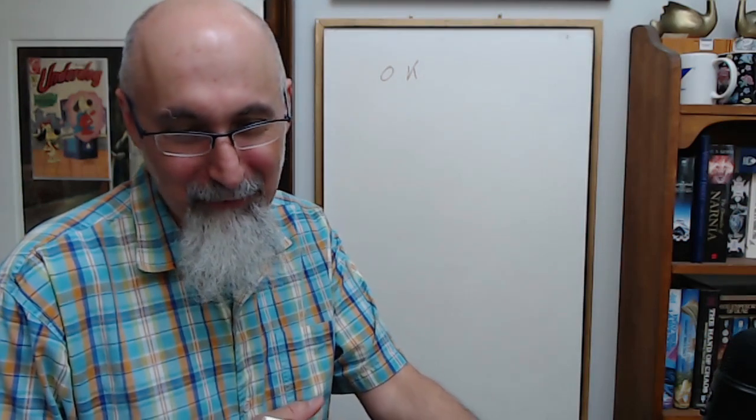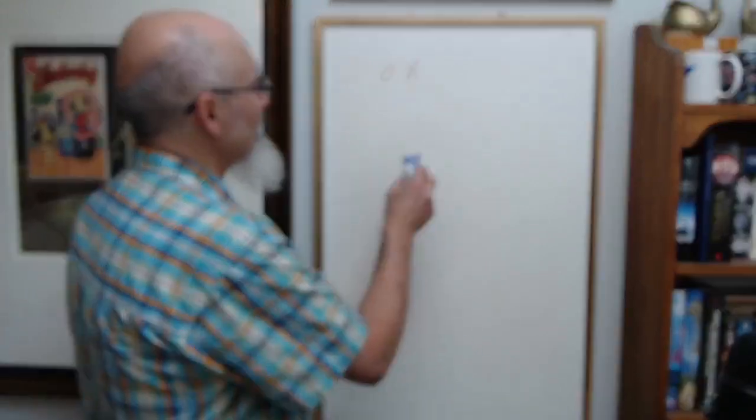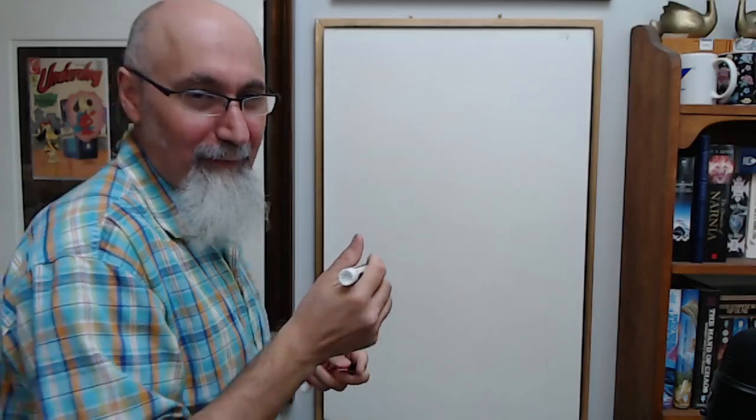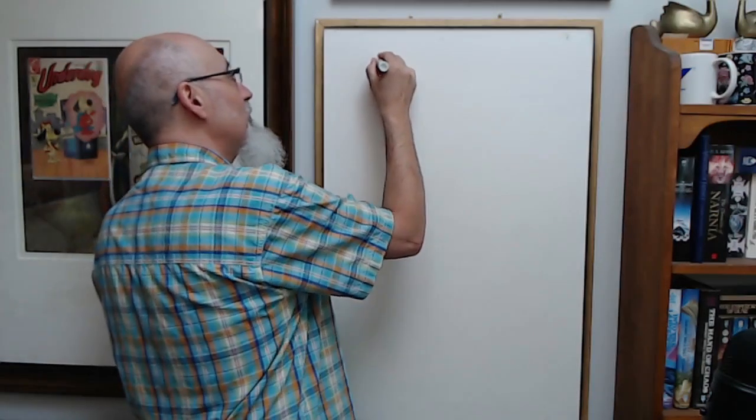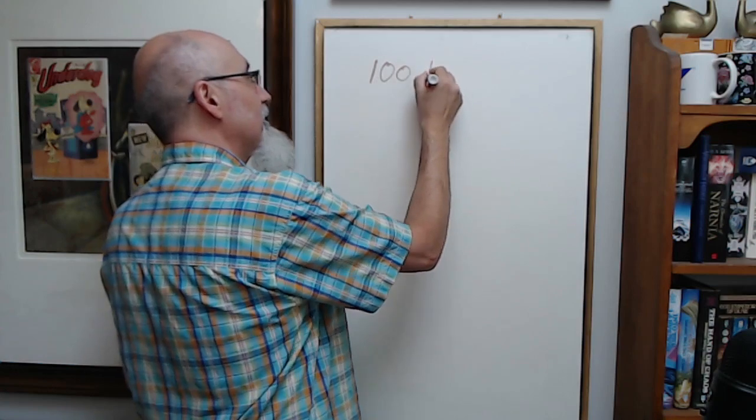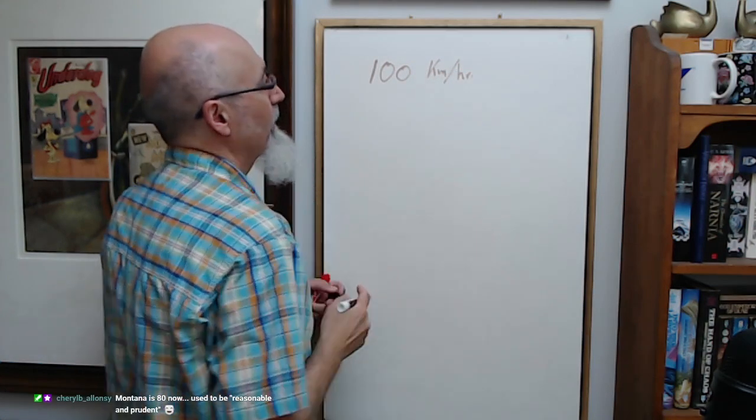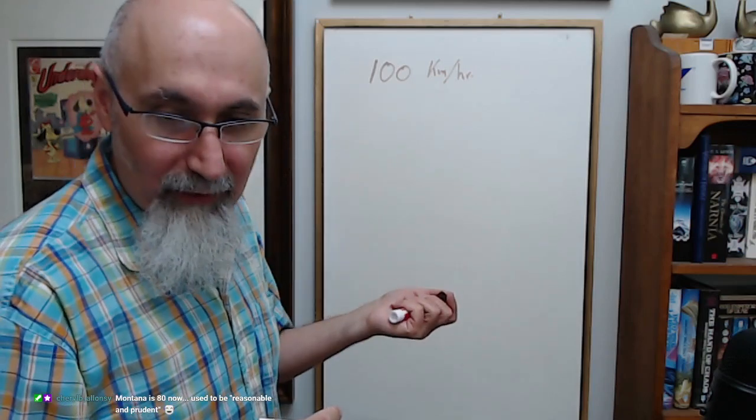Let's do vectors first, and then we do that one, right? So take a look at this thing. Let's do simple 100 kilometers per hour. Let's say you can go 100 kilometers per hour, right? That's a scalar quantity.